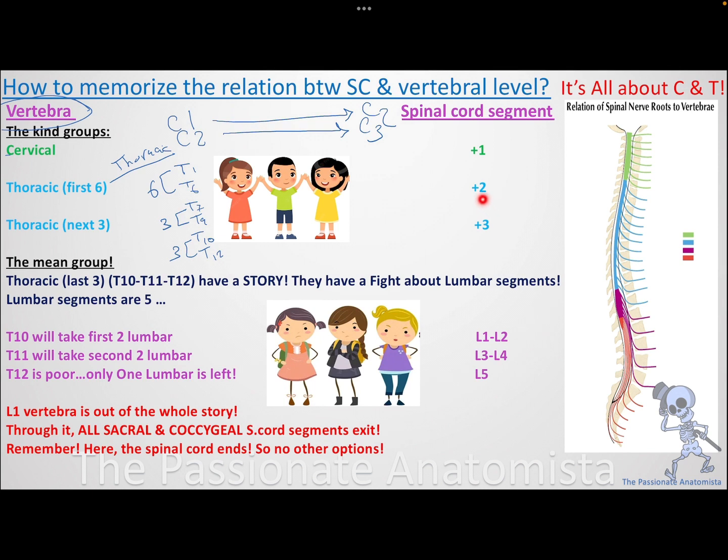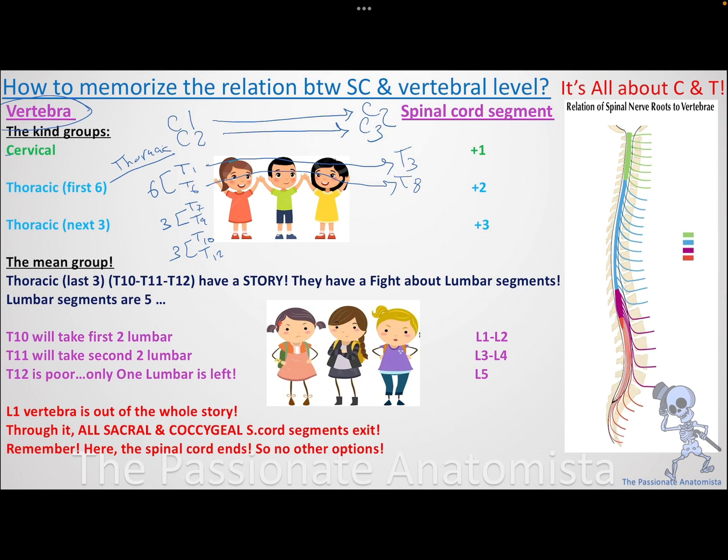You will add 2. It means if I am at T1, the spinal cord segment is going to be T3. If I am at T6, the spinal cord segment is going to be what? T8. All right? So for the first thoracic, you need to add 2. Cervical, +1. First 6 thoracic, +2. The same letter, thoracic, thoracic. The next 3, which is T7 to T9, you need to add 3.